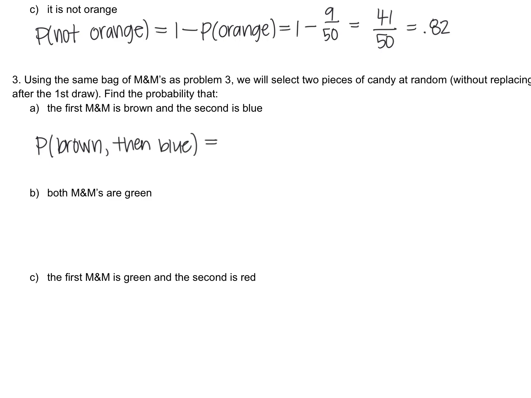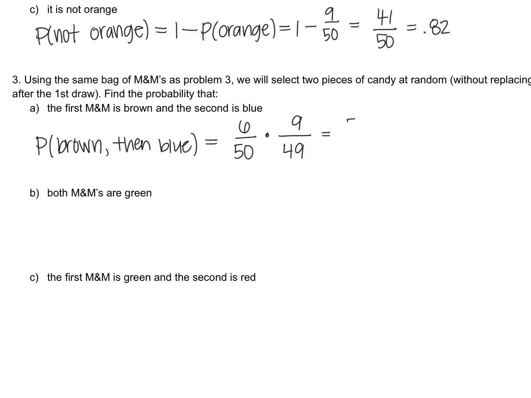So the first probability is not affected by the without replacement. So we're going to have 6 out of 50. And this would technically be and, so we are multiplying. My second probability is then affected. So there are no longer 50 M&Ms. There are only 49. And then there are 9 blue.